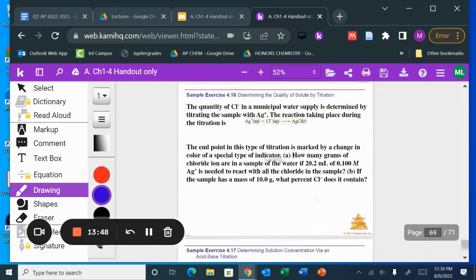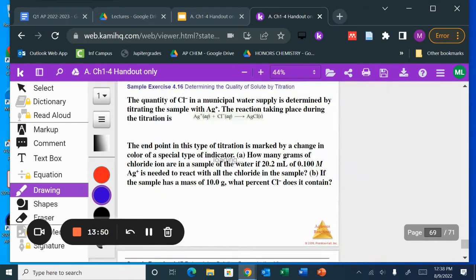Okay, let's try this problem. The quantity of Cl- in a municipal water supply is determined by titrating. Titrating means mixing together or adding. You have Ag+, which is right here. The reaction taking place is this right here. So you take the Ag+ and Cl-, and you will get a precipitate, the white solid called AgCl. The end point of this type of titration is marked by a change in color of a special type. So you know it's done because the color changes.